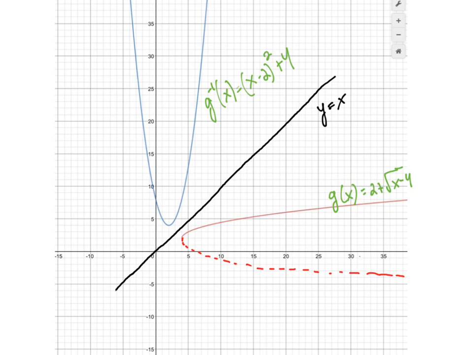Now the reason the bottom half of this g of x function is not here is because if that bottom portion was there, this would not be a function. It would not pass the vertical line test. So what we're doing is restricting this to ensure that this is in fact a function by just having the positive portion of that square root function.